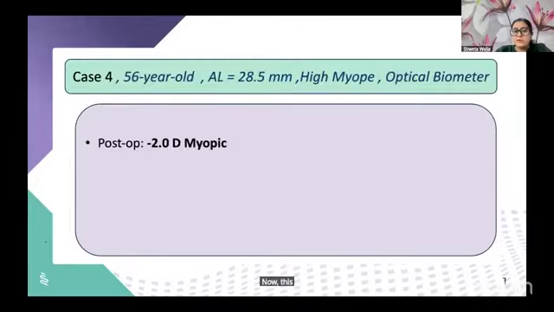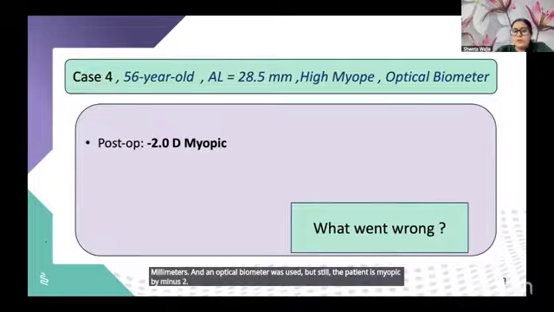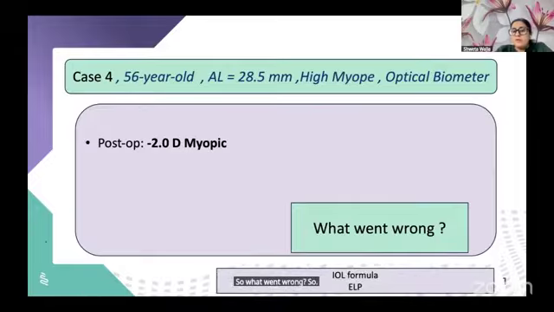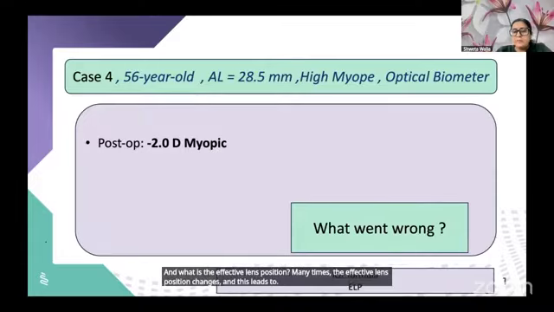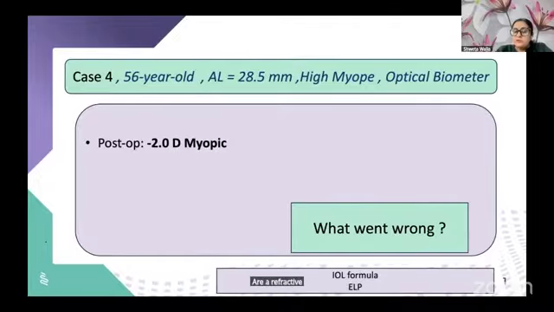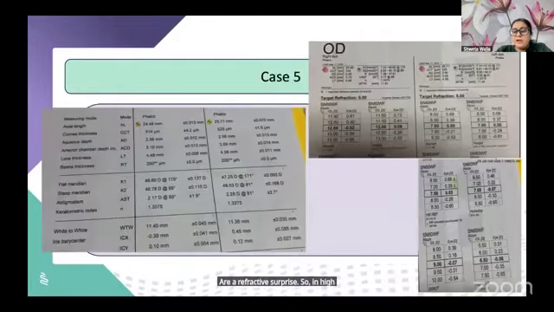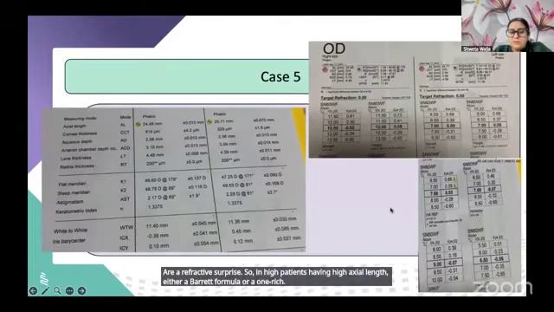Now, this is another patient who is a myopic and has axial length of 28.5 millimeters. And an optical biometer was used, but still the patient is myopic by -2. So what went wrong? So you have to see what IOL formula you are using and what is the effective lens position. Many times the effective lens position changes, and this leads to a refractive surprise. So in patients having high axial length, either a Barrett formula or a Haigis calculation must be done.